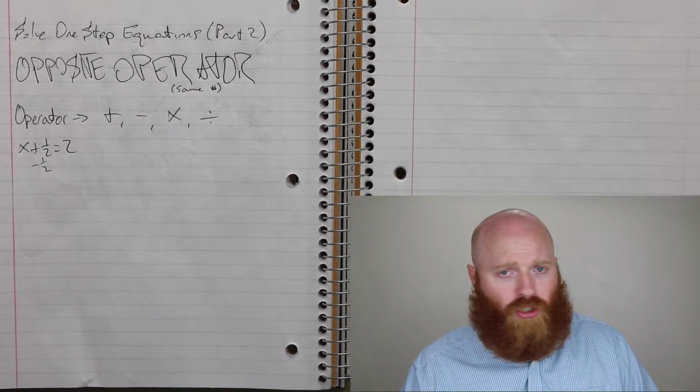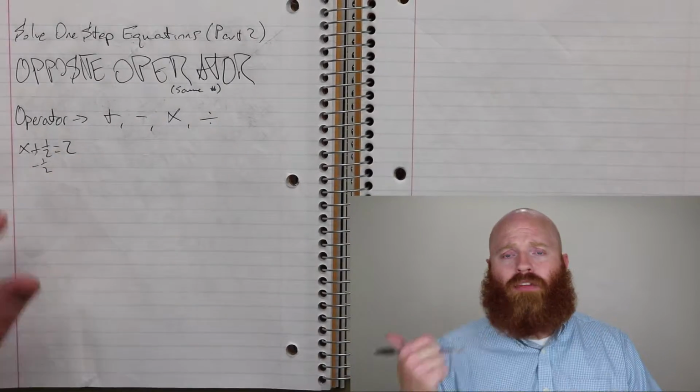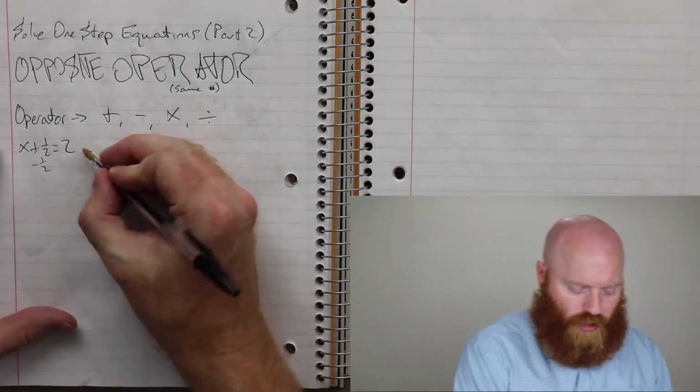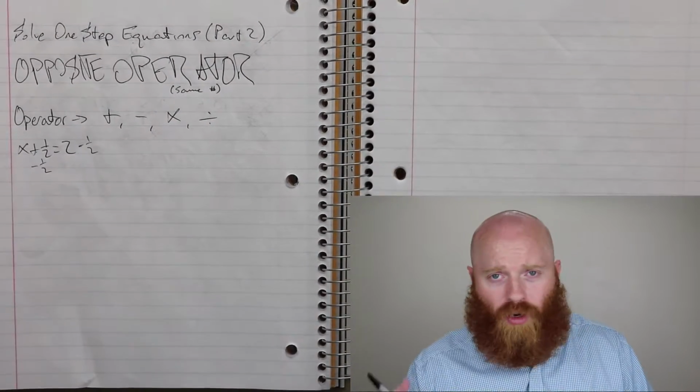If this is confusing and you don't understand it, you need to watch part 1. Okay, so let's get started. If I add minus 1/2 to that side of the equation, I've got to add minus 1/2 to that side of the equation. Same thing, you've got to watch part 1 of the video to understand what happens.